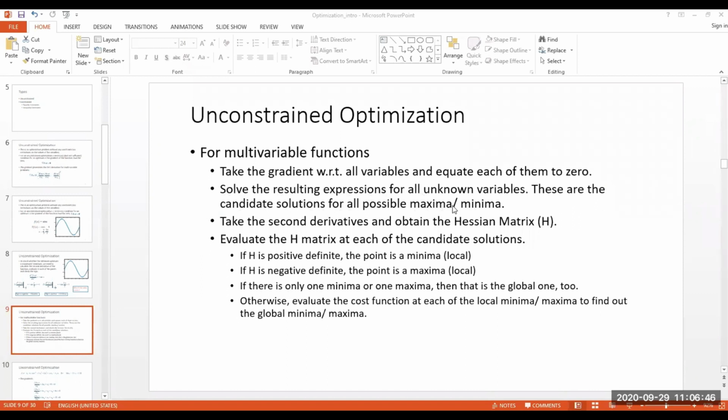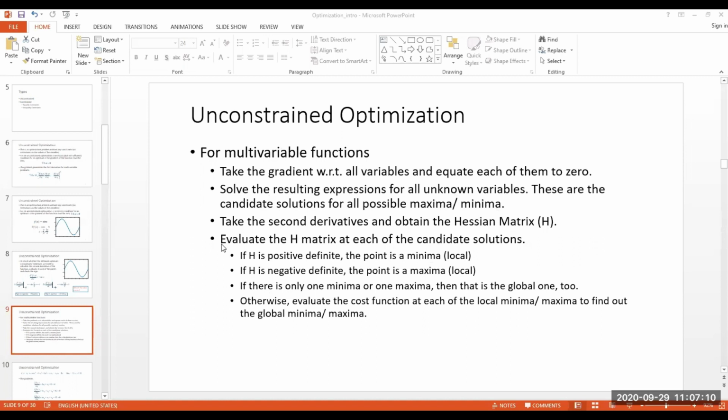Next, to find out whether the point is a maxima or a minima, again you have to go for the second derivatives, and whatever information you get is a matrix, known as the Hessian matrix. We call it H, capital H, okay? The Hessian matrix. We'll take one example and show how we go through all these steps.